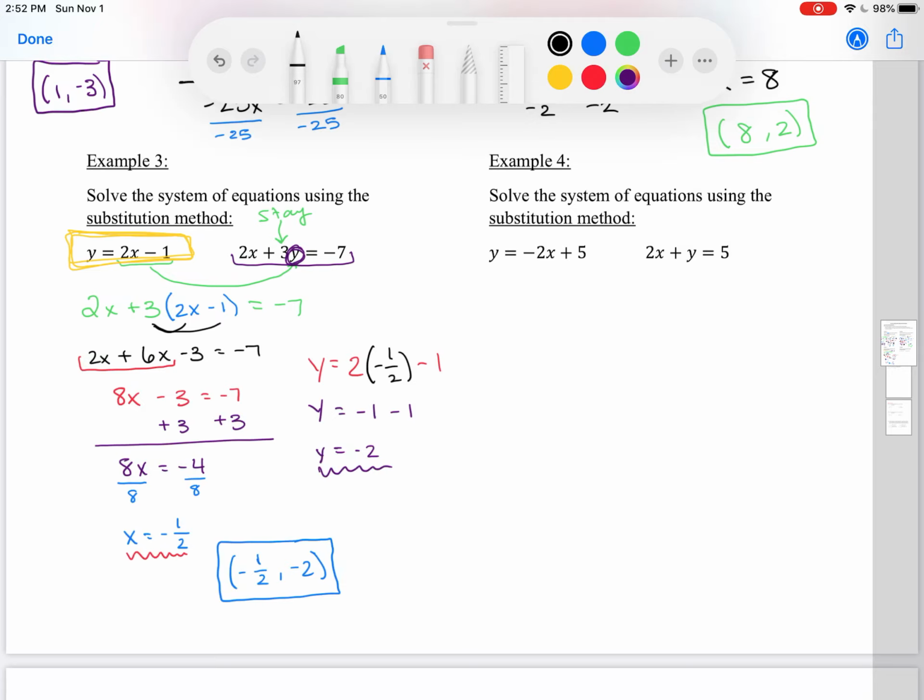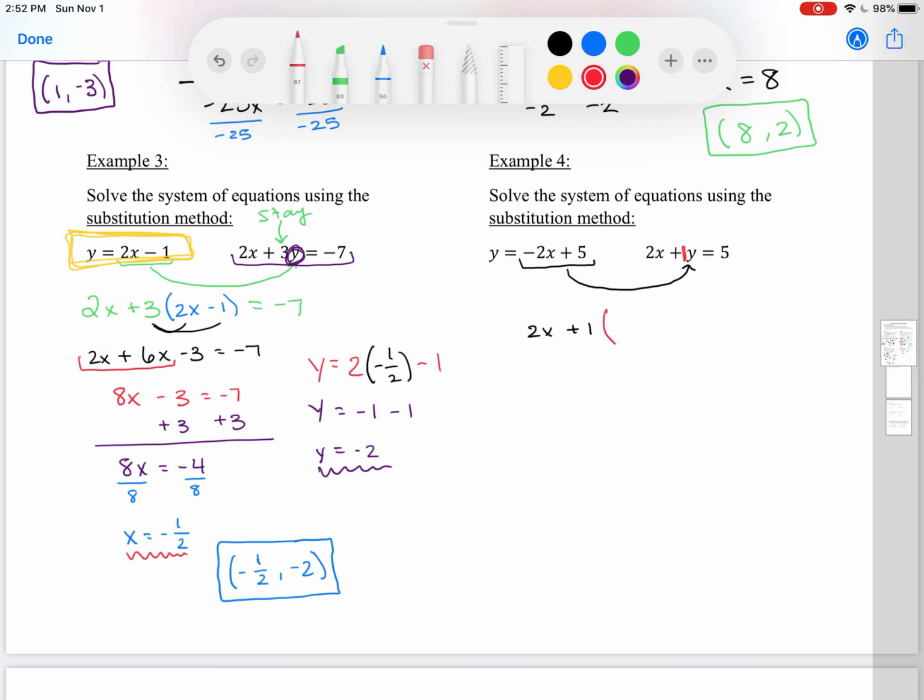Going into example 4, same thing. Try this one on your own. You can pause the video if you'd like. Give it a shot. You will see something interesting happen. We will need to remember some background information. So same thing, the first function, y is already by itself. So I'm going to plug all of that function, negative 2x plus 5, into our y on the second function.